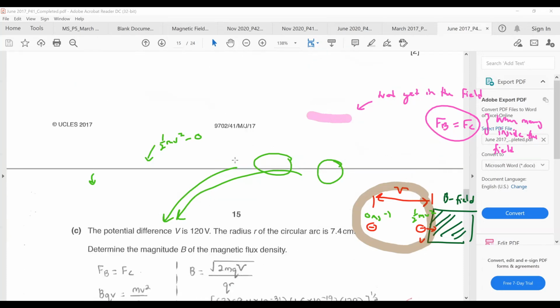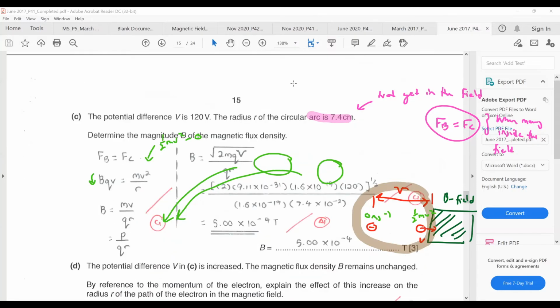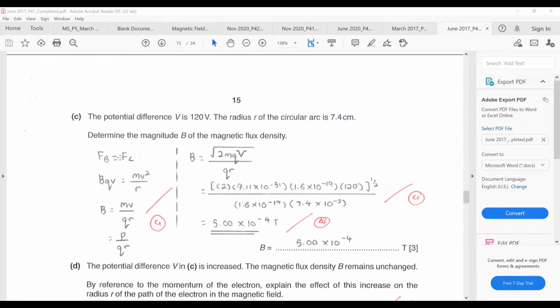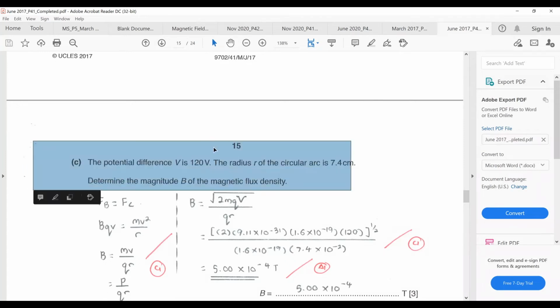Okay, now the next part of the question, they told you that the potential difference V is 120 volts, the radius of the circular arc is 7.4 centimeters. So determine the magnitude B of the magnetic flux density. They give you the radius of the circular arc. Here you can think of it as your charged particle already moving inside the magnetic field. Your charged particle is already moving inside your magnetic field.